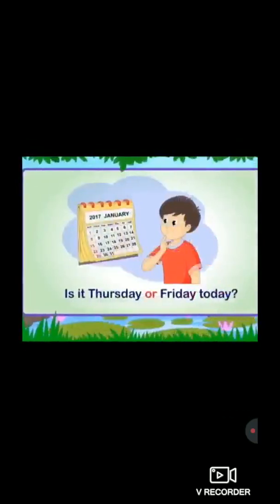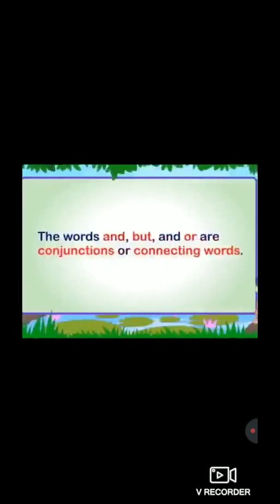Now this is the third example. Is it Thursday or Friday today? So here students, we are using or to form a sentence, right? To join the particular words to form a sentence. So here the words and, but, and or are conjunctions or connecting words.